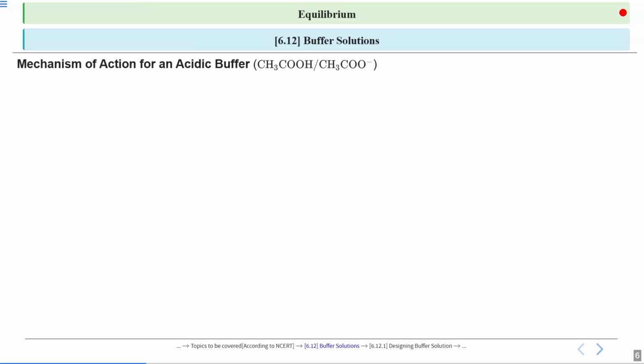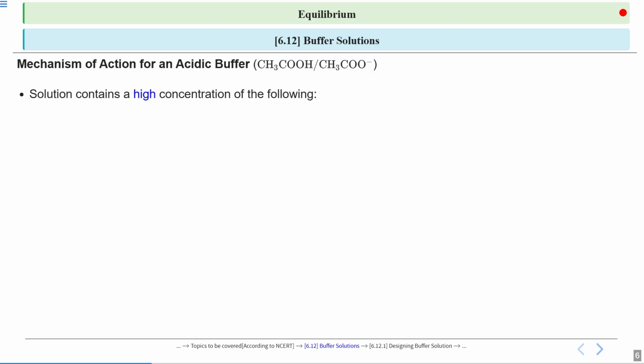Now, how does this buffer help us to resist the change in pH? What is the defense mechanism of this buffer? So, we'll try to understand this with the help of the same example that we have seen right now. In the case of acidic buffer, which is sodium acetate and acetic acid, here we are considering acetate ion alone because this is only responsible for maintaining the pH. Sodium plus has no role in it.